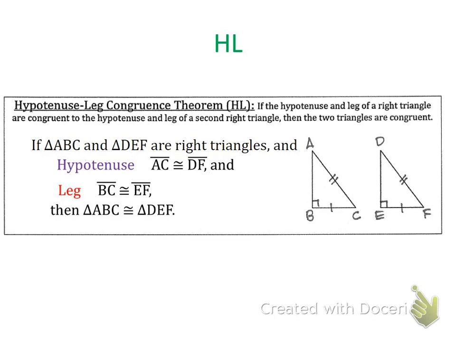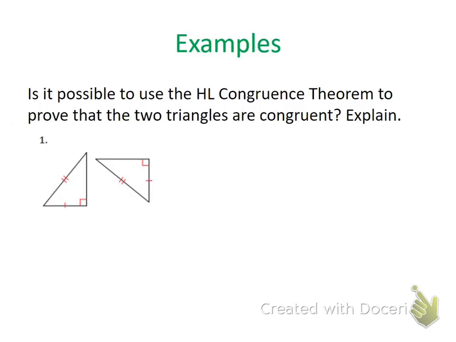So this is the hypotenuse leg congruence theorem. If triangle ABC and triangle DEF are right triangles, that's the first step. They have to be right triangles. And the hypotenuse, both hypotenuses are congruent. And then there are two legs marked congruent, then the triangles are congruent. Is it possible to use the HL congruence theorem to prove that the two triangles are congruent?